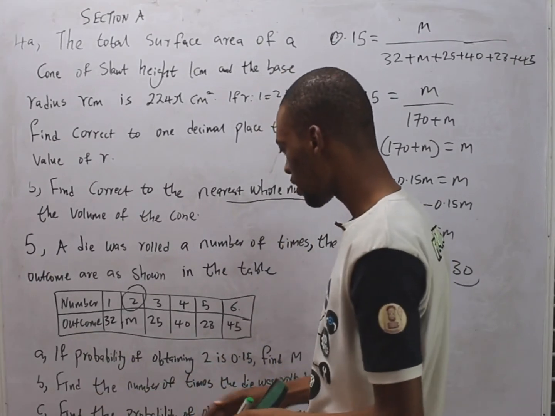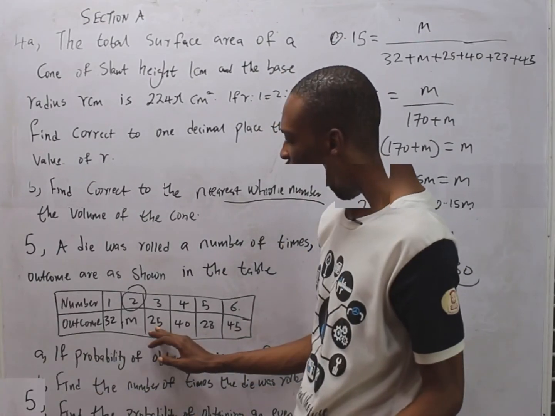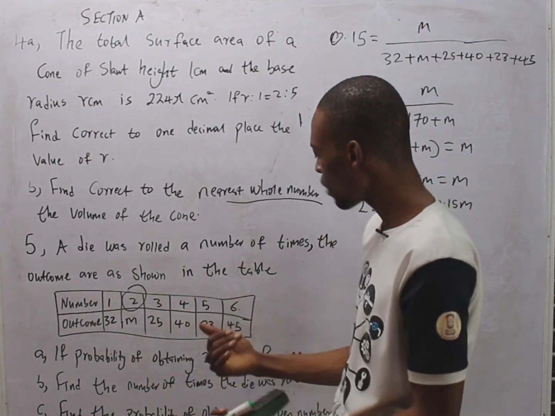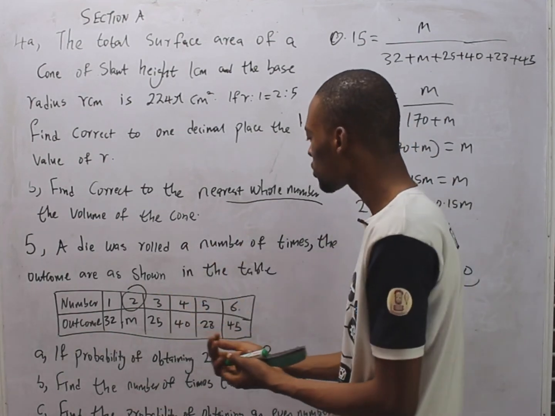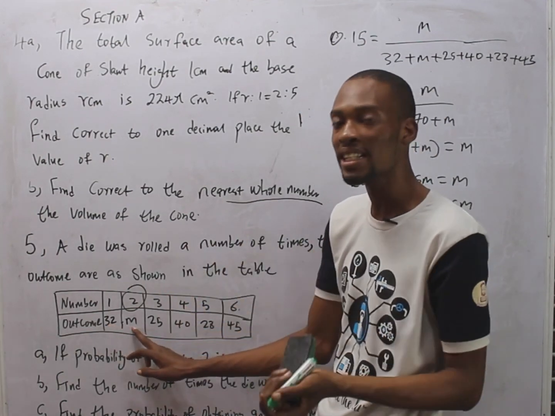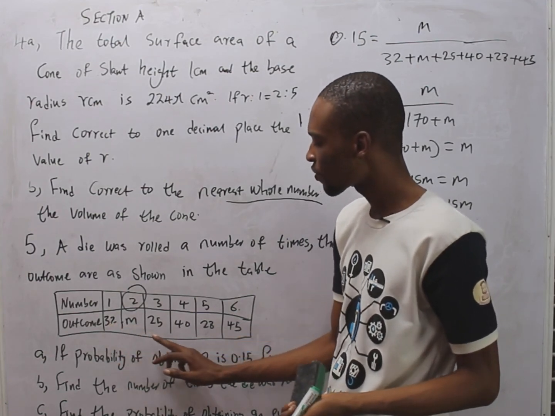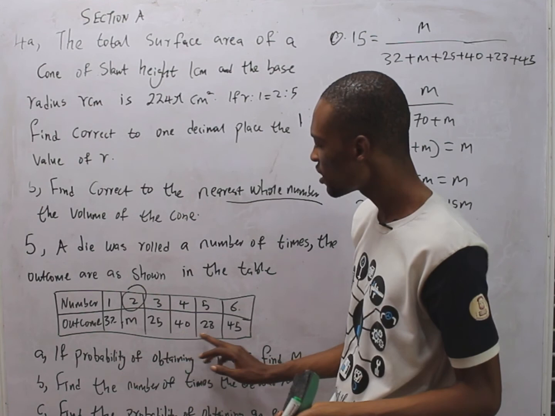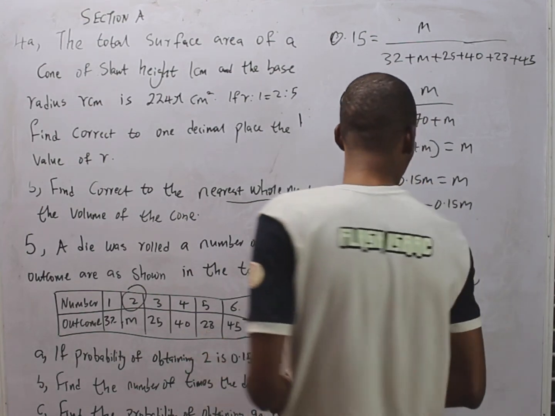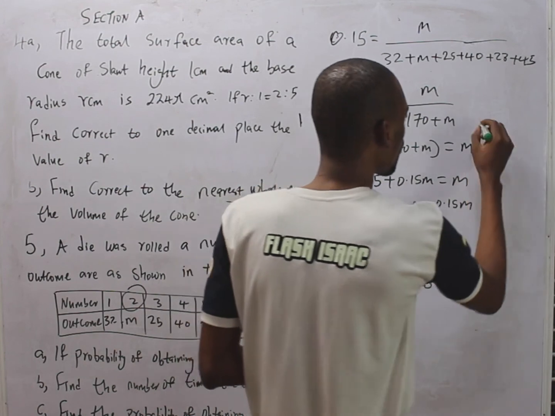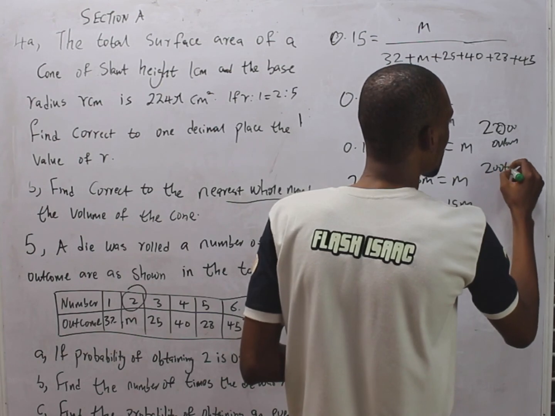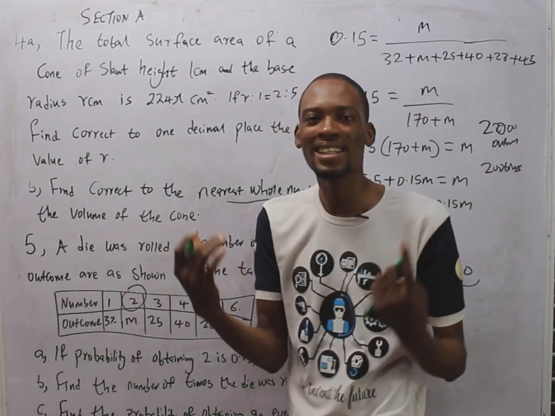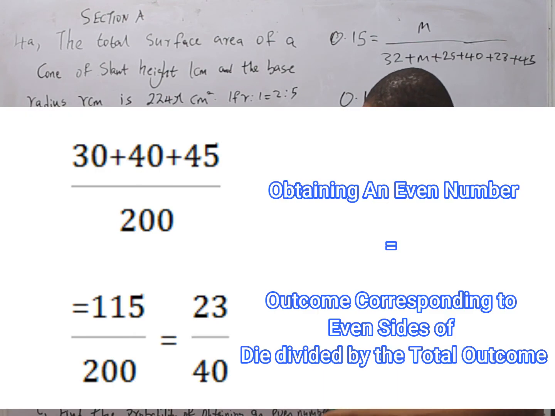The next question says, find the number of times the die was rolled. So the number of times the die was rolled simply means add all the outcomes. The total outcome is simply 32 plus m, and m is 30. So 32 plus 30 plus 25 plus 40 plus 28 plus 45. That is simply 200 outcomes, or 200 times. The die was rolled 200 times. And the last question says, find the probability of obtaining an even number.